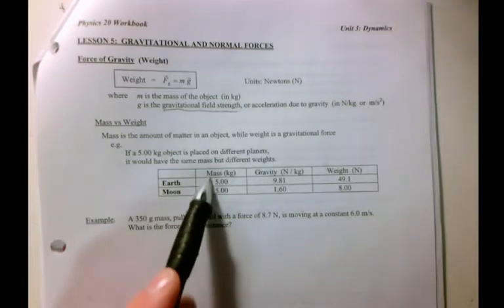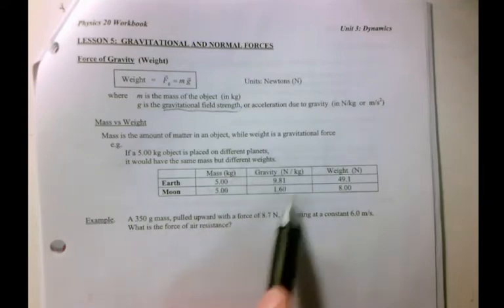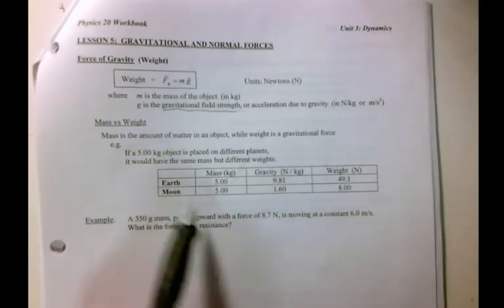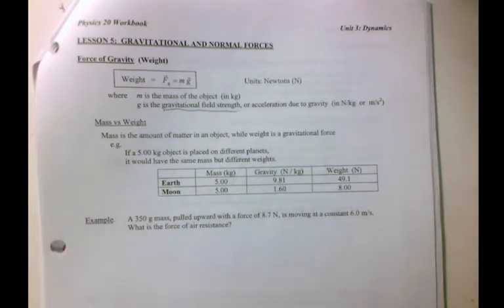So mass can be the same. That just means that we have the same amount of matter, the same amount of atoms making us up, but the different gravitational pull or gravitational acceleration, depending on what planet we're on, will lead to a different weight. All right, let's try this first example together.